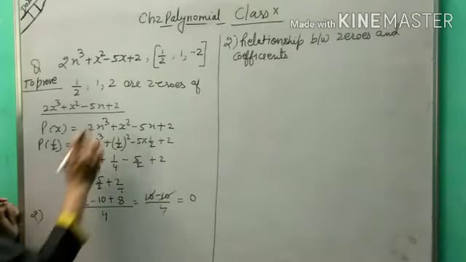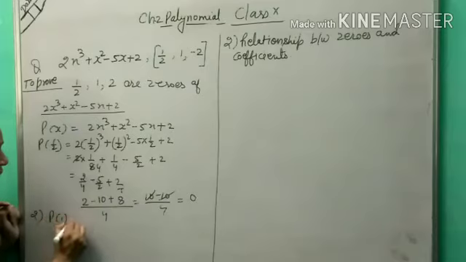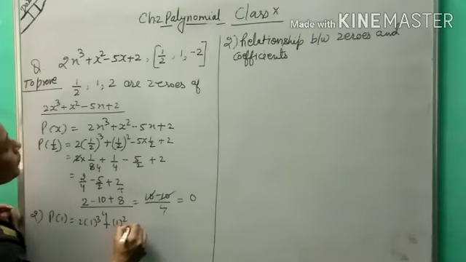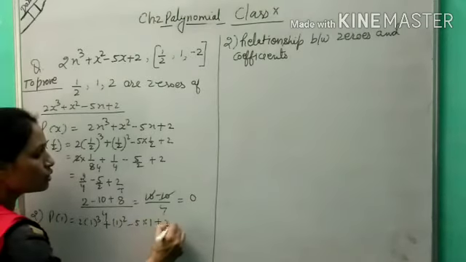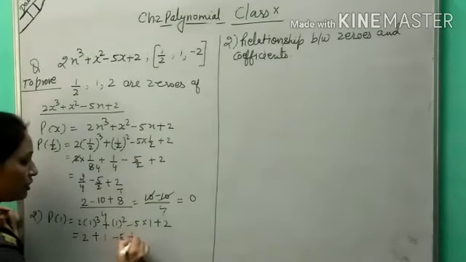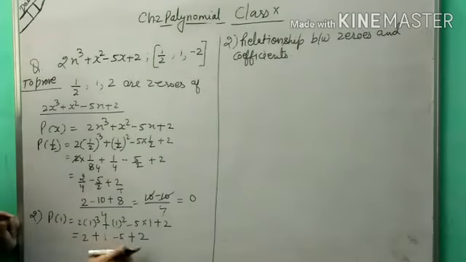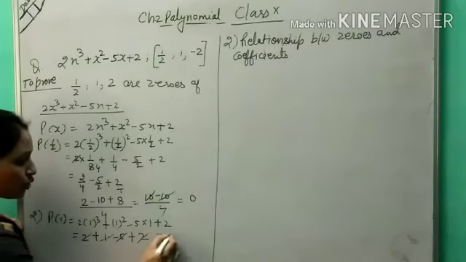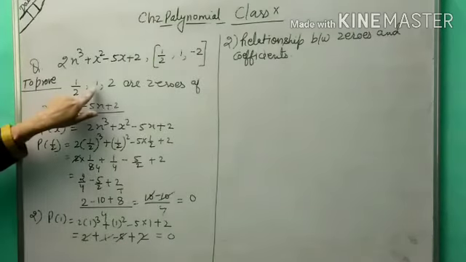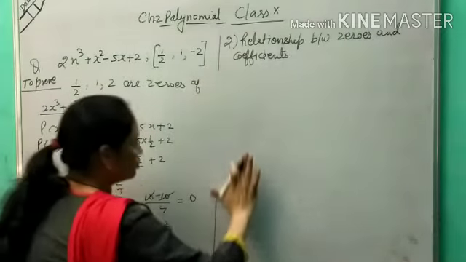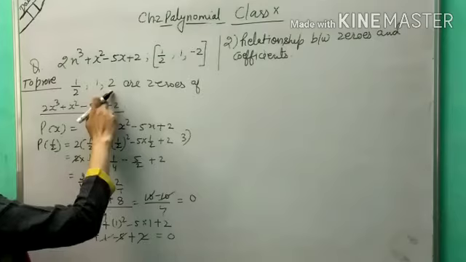Second, we need to prove 1. So p(1) is equal to 2 into 1 cube plus 1 square minus 5 into 1 plus 2. 2 into 1 cube is 2, 1 square is 1, minus 5 into 1 is minus 5, and plus 2. 2 plus 1 is 3, 3 plus 2 is 5, minus 5 is 0, and it is also equal to 0. So x equals 1 is also a zero of the polynomial 2x cube plus x square minus 5x plus 2. The third one we will solve, that is x equals minus 2.